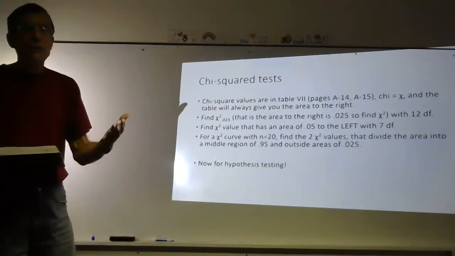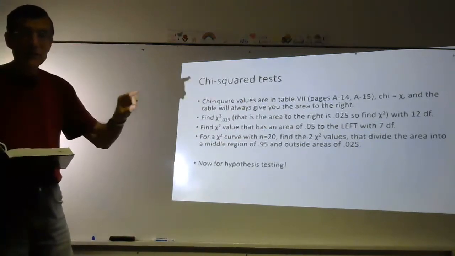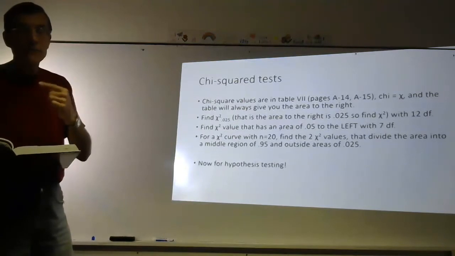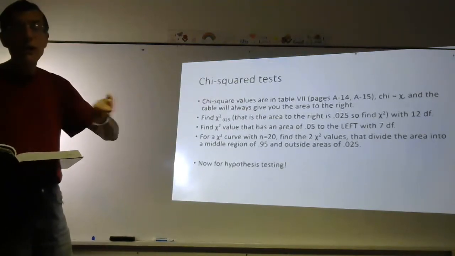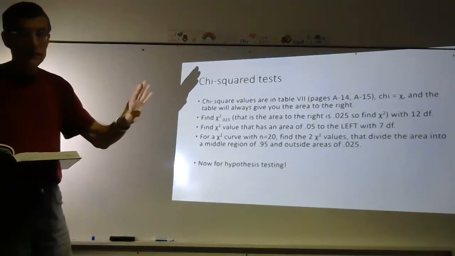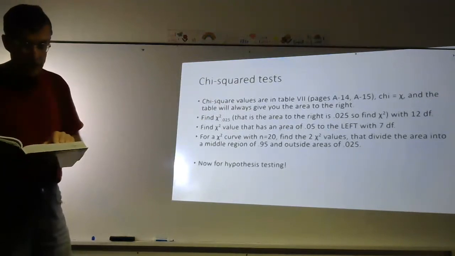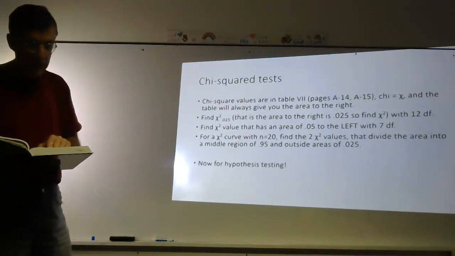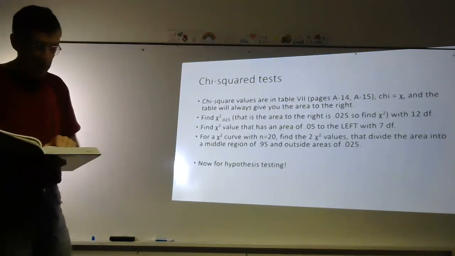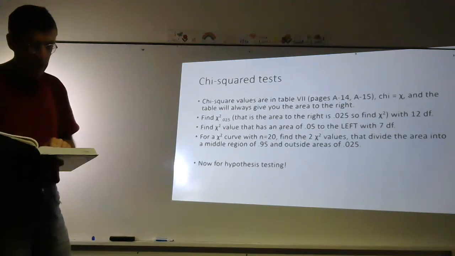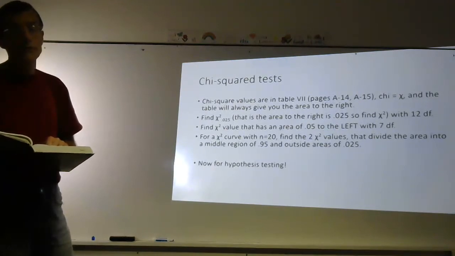If it has an area of 0.05 to the left, it's going to have 0.95 to the right. So you want to find chi-squared of 0.95. It's on page A14. Find 0.95, and we want 7 degrees of freedom. So we've already subtracted the 1. Go down to 7, and it should be 2.167.